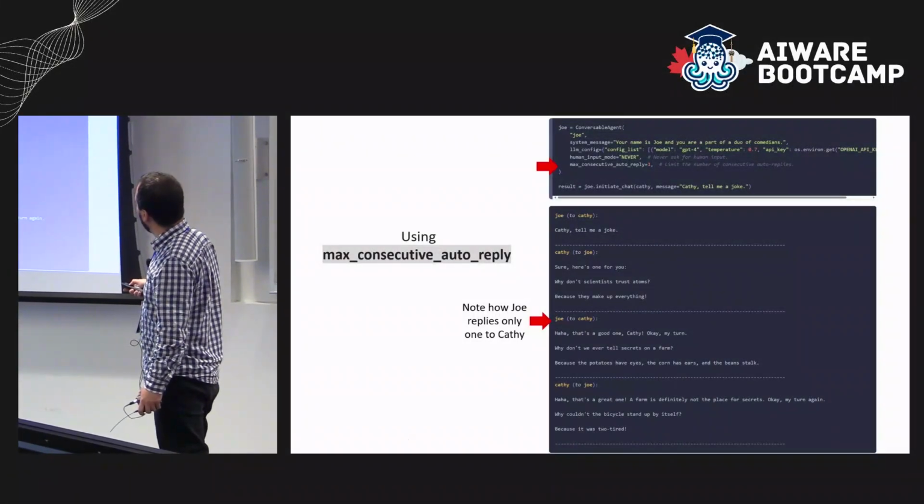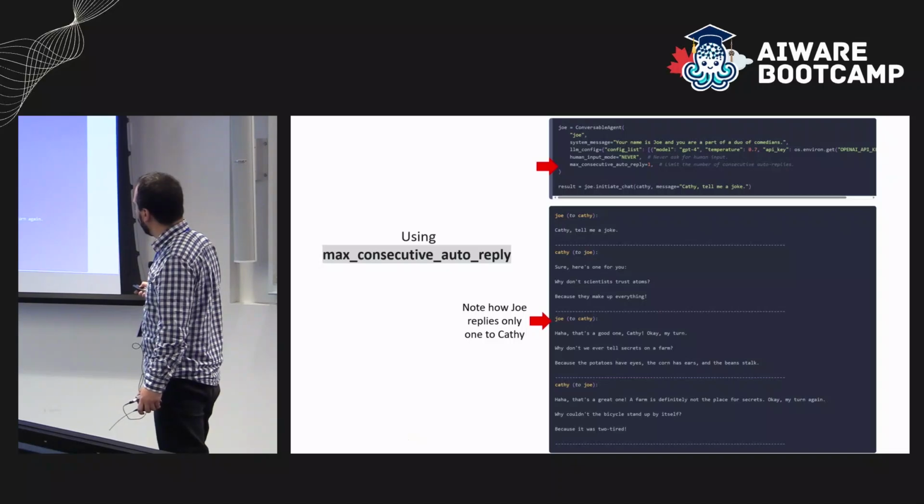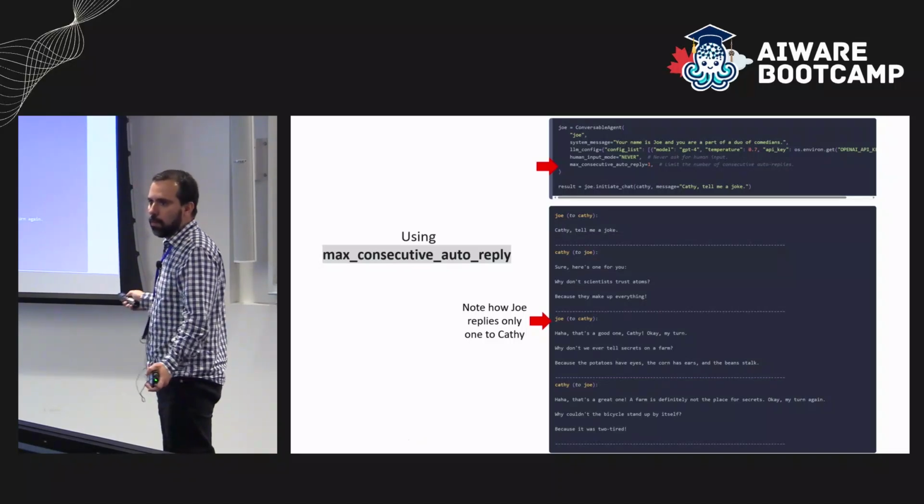So here is the same kind of dialogue, but we're using max consecutive auto reply, and this is just one for Joe. So you can see how Joe only answers Kathy once, and then it stops there, right?